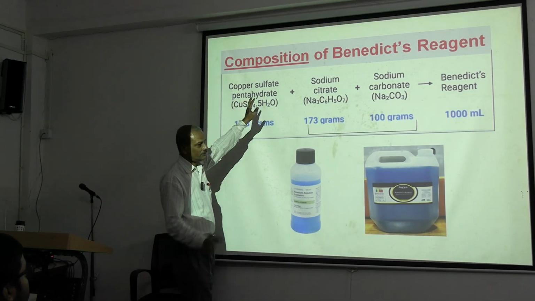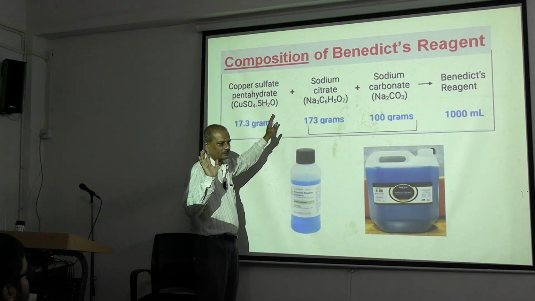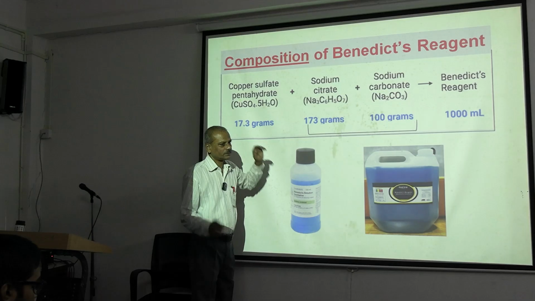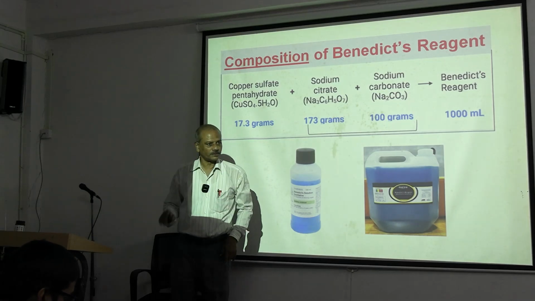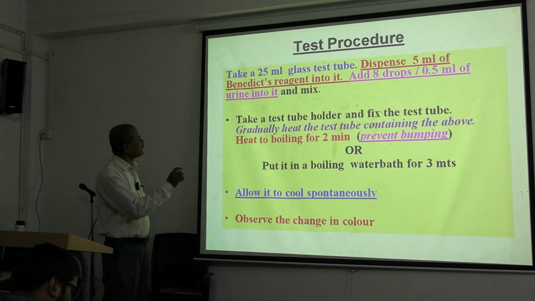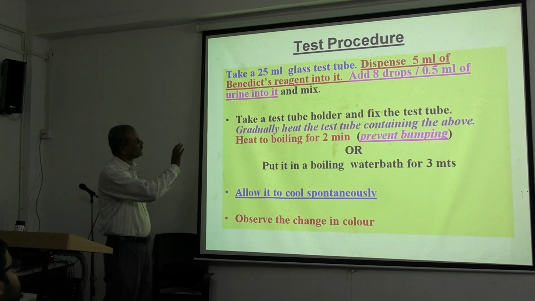I have told you how to prepare it, but basically you will not be required to prepare anything for the laboratory or your practical class. So you have to remember the composition. Instead of preparation, write down the composition. Second point, the test procedure: take a 25 ml glass tube and dispense 5 ml of Benedict reagent into it.